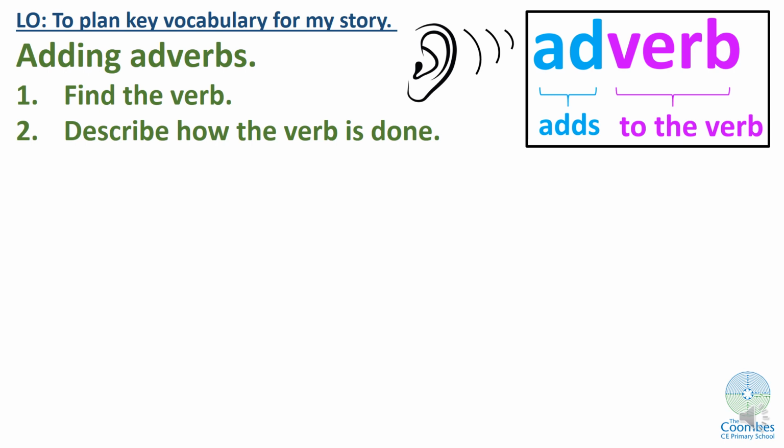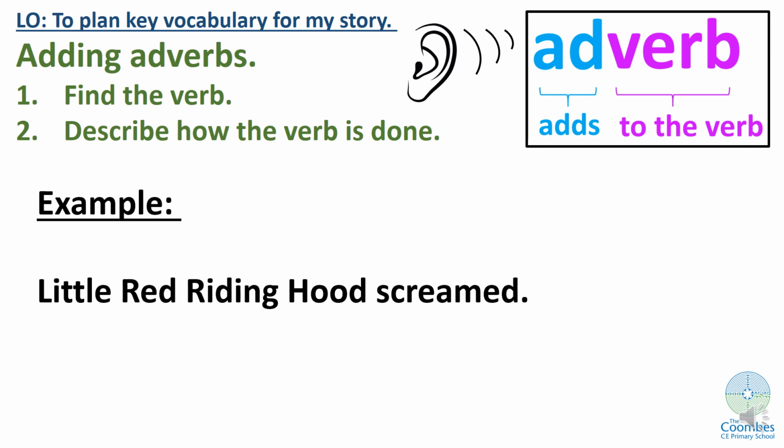Let's look at my example sentence then. So my example says, Little Red Riding Hood screamed. And what we need to do is we need to find the verb in that sentence. So we need to find the action word or the doing word. Which word is the doing word? What did Little Red Riding Hood do? She screamed. That is the verb in our sentence. And it's a regular past tense verb, so the ed does help to show us that it is a verb. It's a past tense verb. That's a verb. That's what she did.